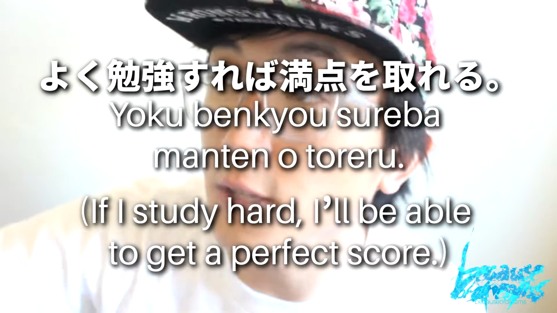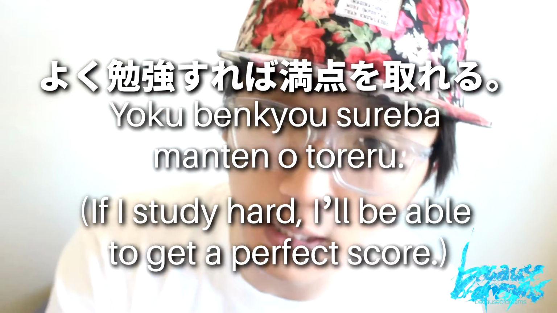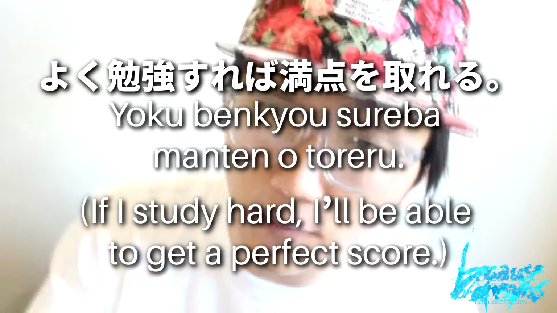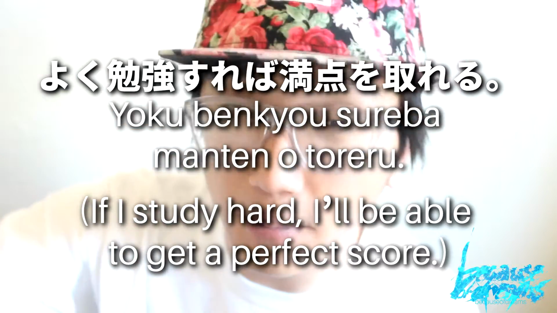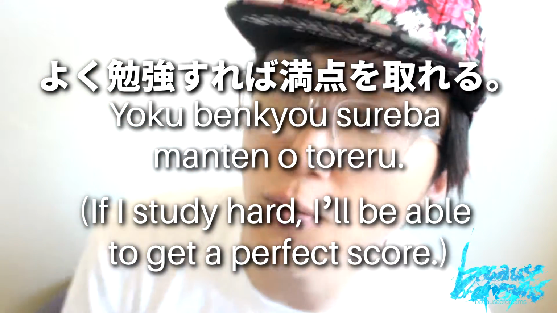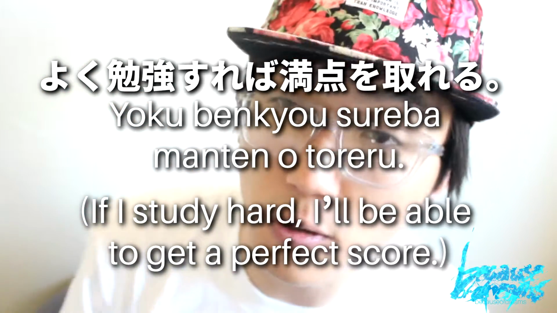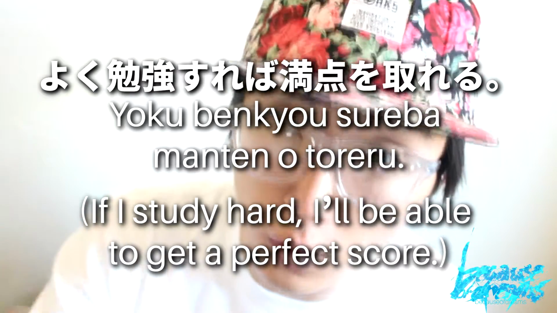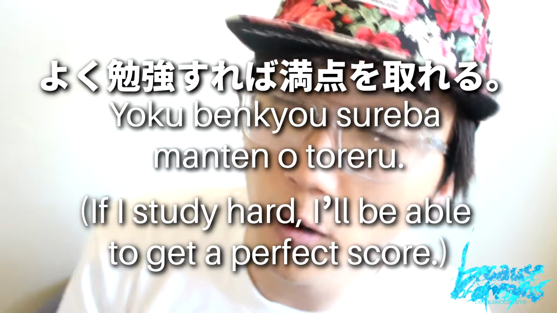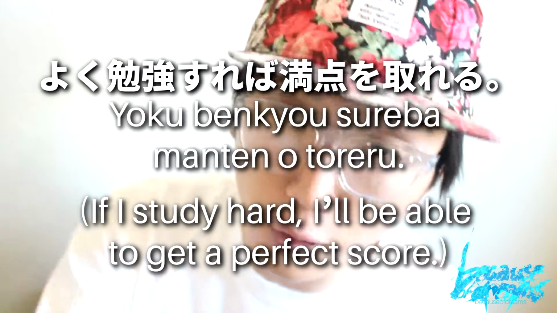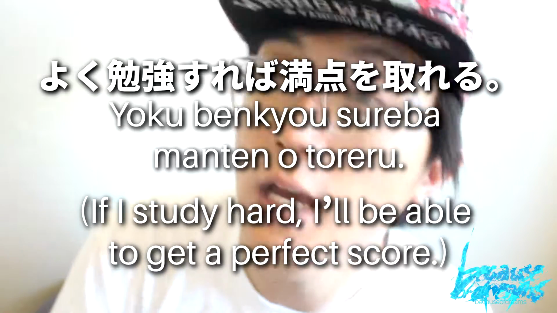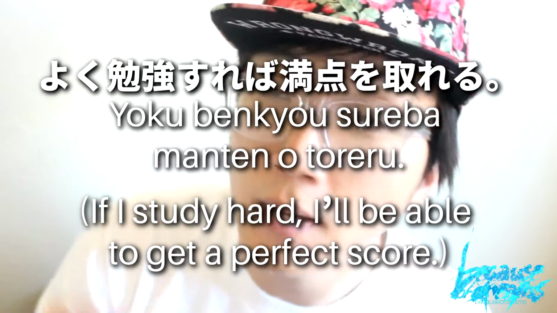Here we're going to change suru into its ba form because we want it to mean "if I study." Suru turns into sureba, so "yoku benkyou sureba" is "if I study well." That splits the sentence in half. Now we have the next clause, and that is "manten o toreru." Manten is just going to translate to "perfect score," basically. O is marking perfect score as a direct object, and toreru is the verb toru, "to get" or "to take," but in this sense, it's "to get," in its potential form. So toru turns into toreru, so if toru means "to get," then toreru means "to be able to get." So, "I can get a perfect score if I study well." Yoku benkyou sureba manten o toreru.